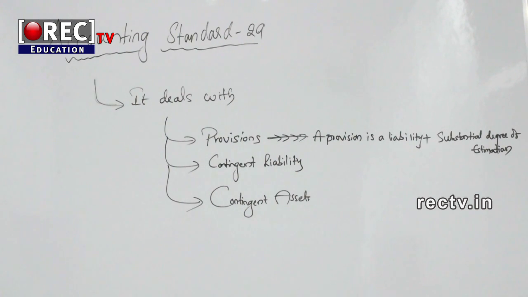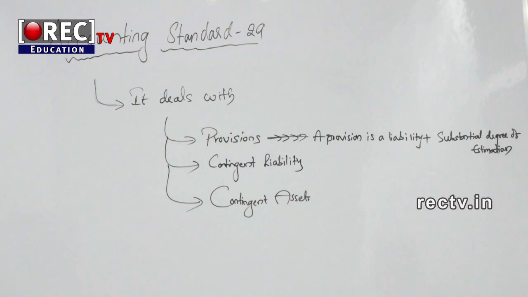Accounting Standard 29. Till now we have completed many standards in Group 1 and Group 2. Now we are going to discuss Accounting Standard 29, which deals with provision, contingent liability and contingent asset. This is a very small standard and it is also important.